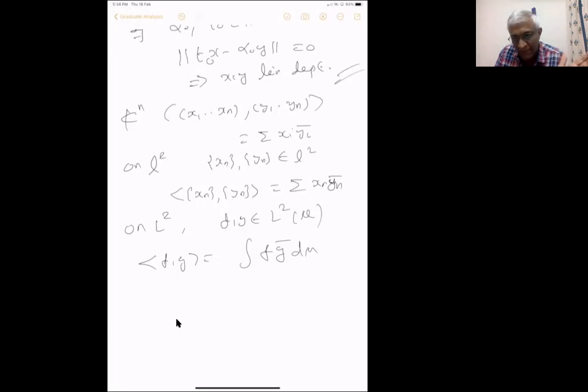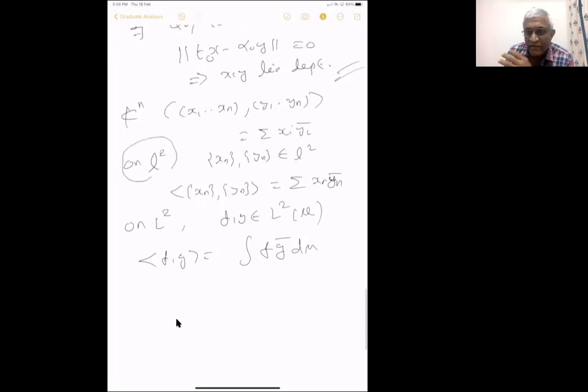So all separable Hilbert spaces are isomorphic. That's what we will prove later. So there is no point in giving different examples. L2 is the canonical example. When it is separable, everything will look like L2. Small L2 or big L2, whatever. It's the same thing which takes different avatars.